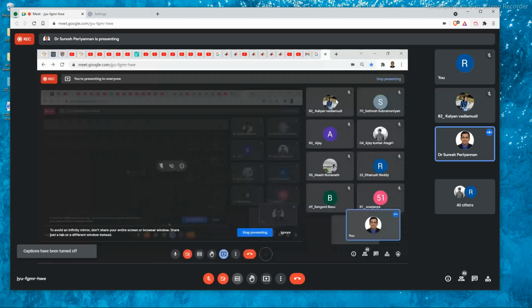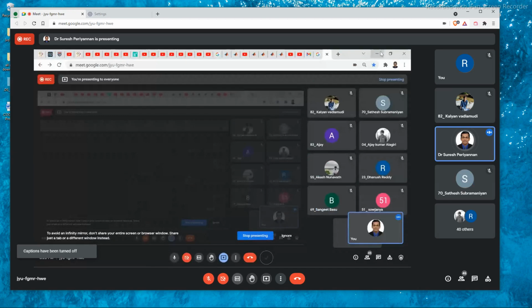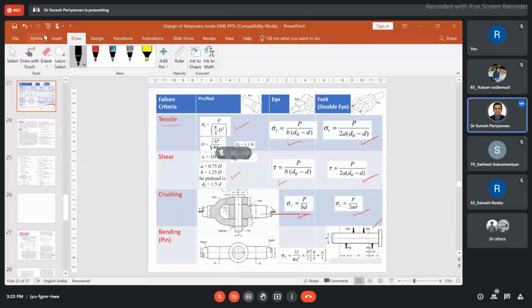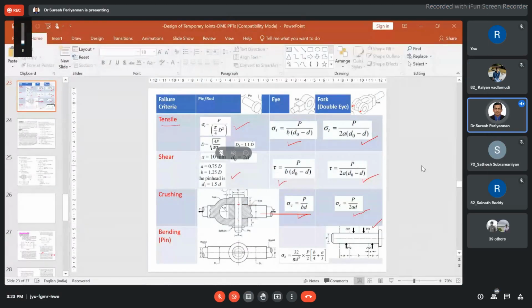Okay, so yesterday we discussed knuckle joint. Today we are going for a couple of problems. Then we move to the next topic, threads.